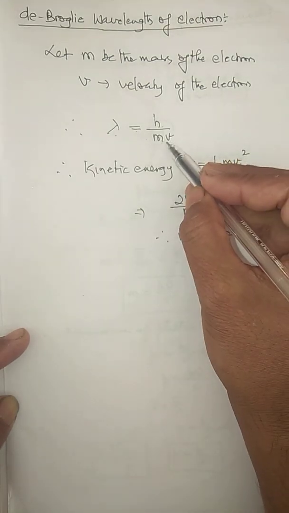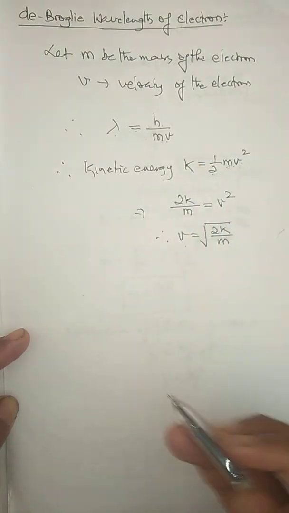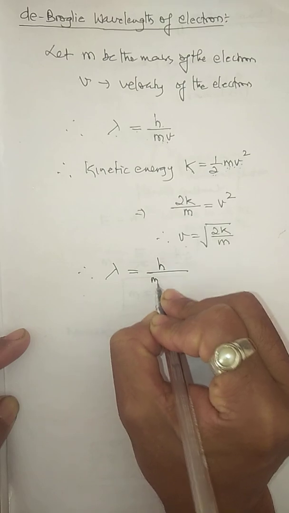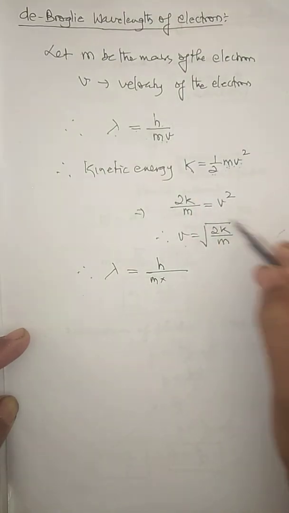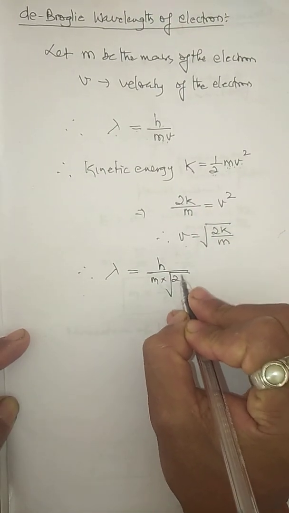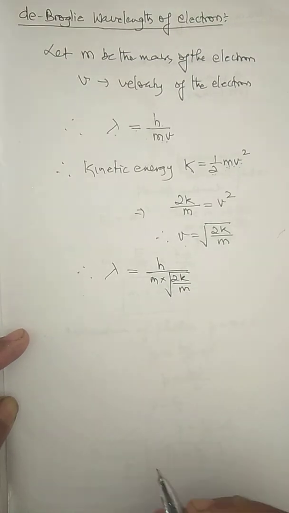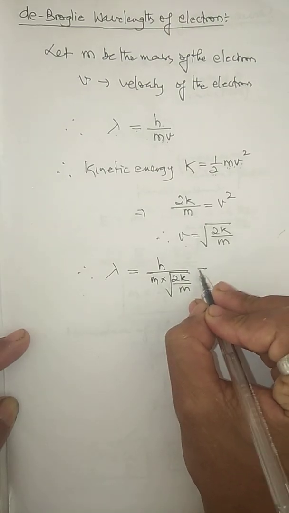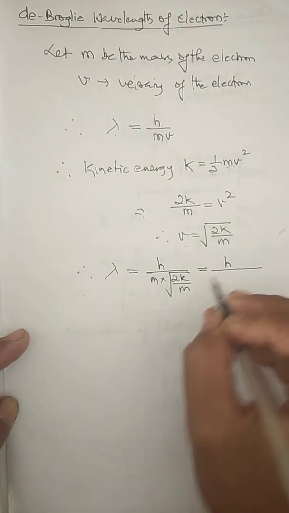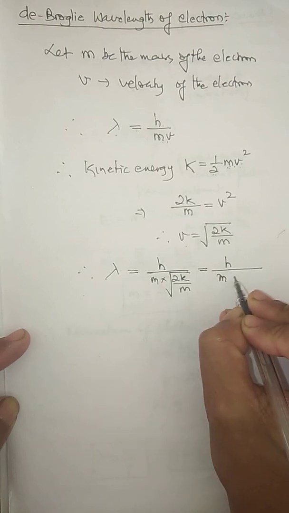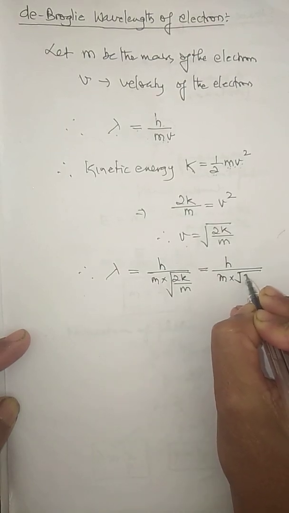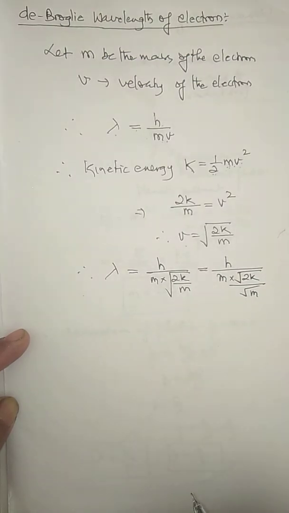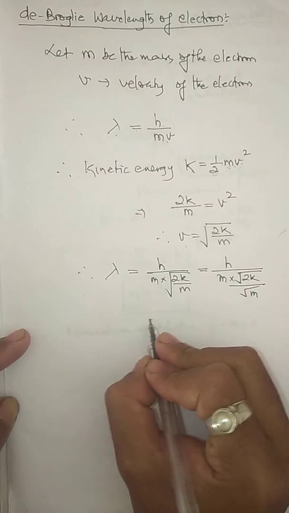Now this expression of velocity I substitute in the expression of wavelength, that is called de Broglie wavelength. So look at it. Lambda equals h by m, now this v means this one, so I replace it by square root of 2K by m. Now this m is inside the square root, so I can split this in this way also: square root of 2K by square root of m. Now this square root of m will be reciprocal.